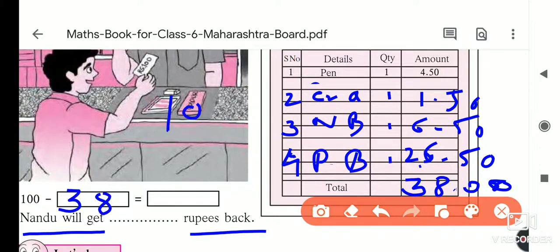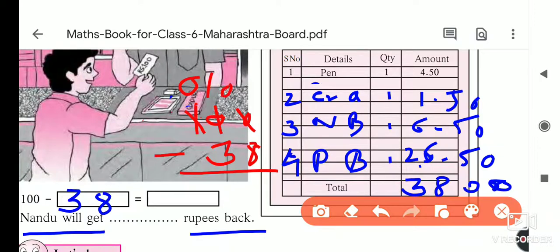Suppose this is 100. This is 100 rupees. So from this 100 rupees, how many rupees do we have to subtract? 38. So how to do this? See here, 0 minus 8 is not possible. So we have to borrow 1 from here. But here also nothing is there. So here it will be 0.